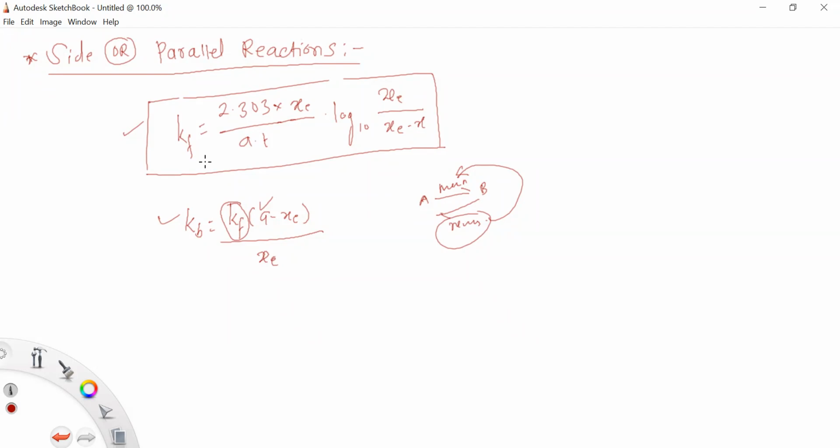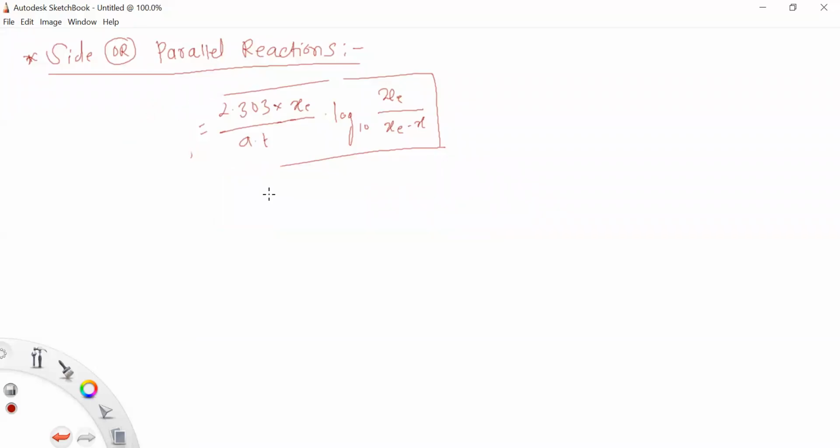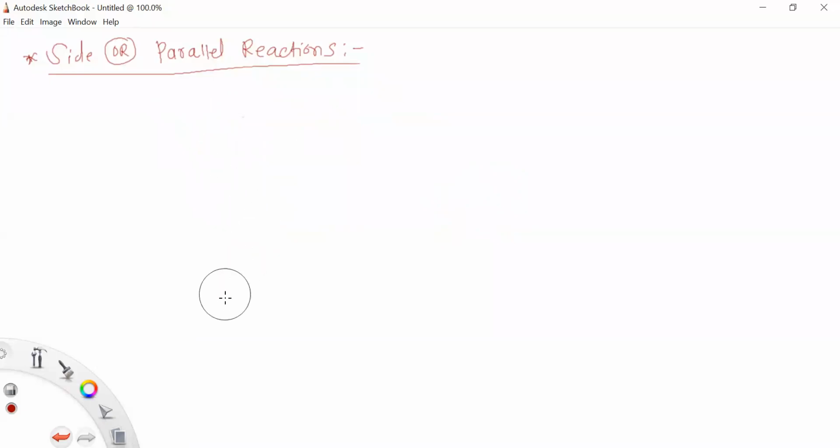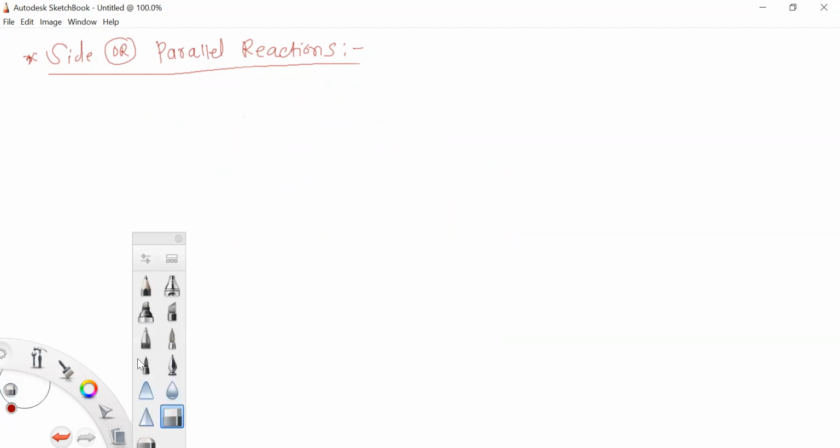This was the reaction for the reversible reactions. This is the rate equation for the reversible reaction. Yesterday we derived these equations also, right? So today we are going to talk about the next kind of reaction, the simultaneous kind of reaction, that is the side or parallel reaction, right?